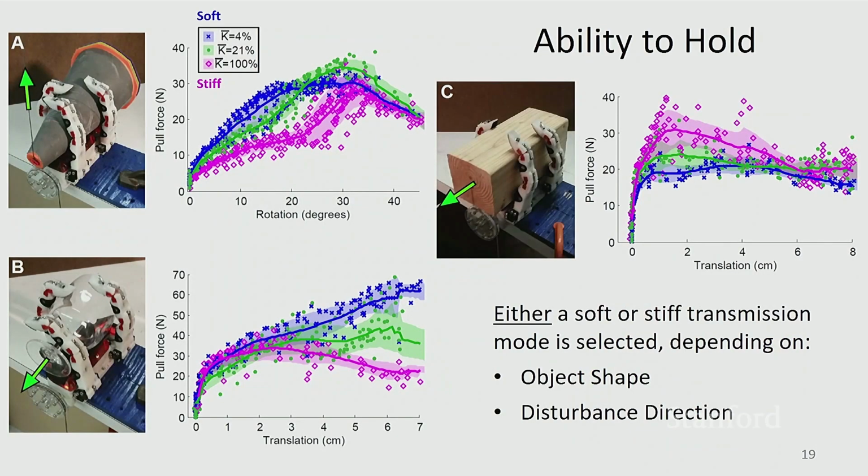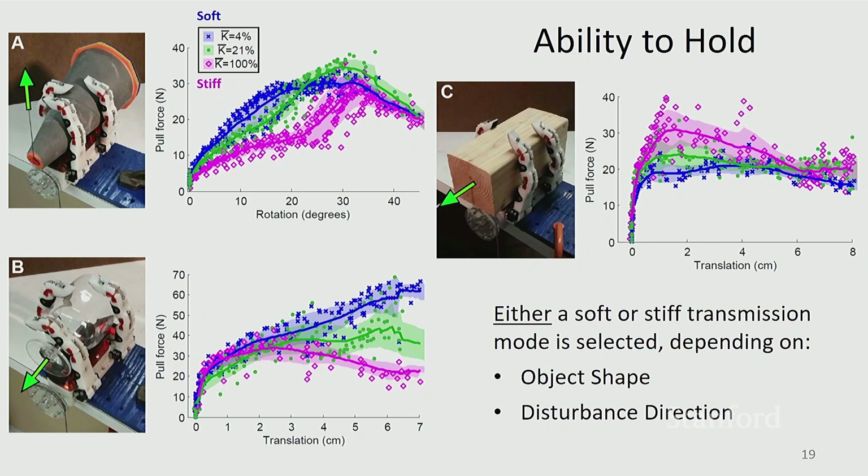There are, of course, counterexamples, though. So here, I like this one because it's pretty obvious. You've got this water goblet, and it has this thin feature here, a stem. You want the fingers to curl and interlock with that geometry in order to resist the pull-out forces in this direction. And so in this case, we see that the soft transmission in blue is stronger than the stiff transmission in pink.